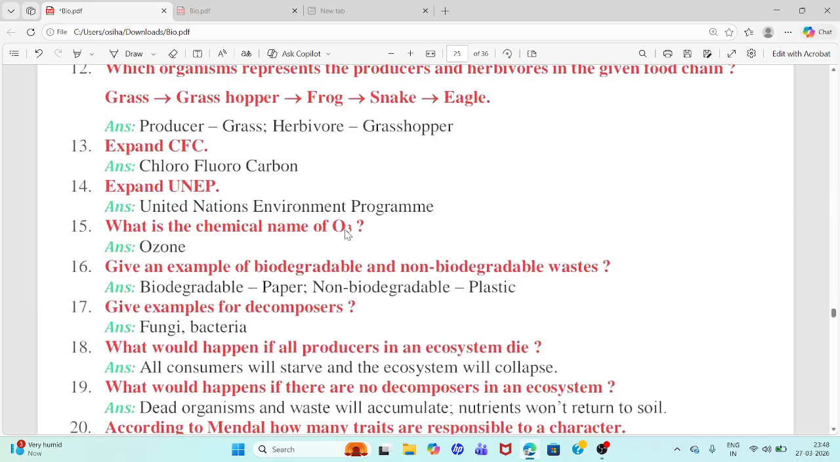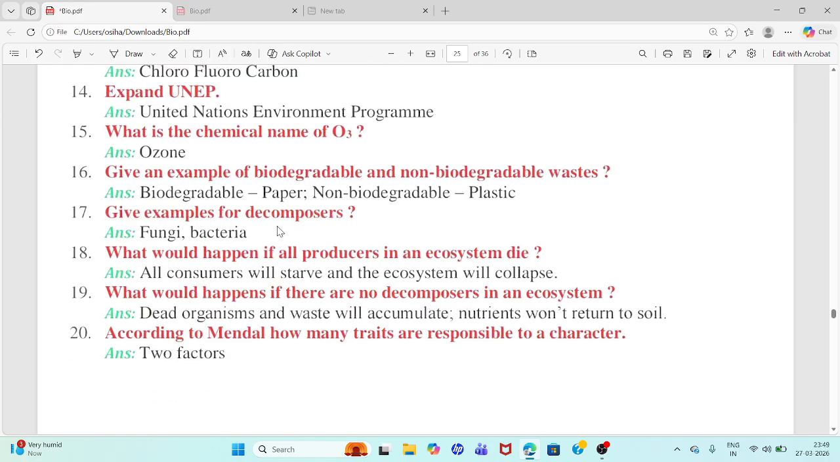What is the chemical name of O3? Ozone. Give an example of biodegradable and non-biodegradable waste. Biodegradable is paper, non-biodegradable example is plastic. Give examples for decomposers. Answer: fungi, bacteria. What will happen if all producers in an ecosystem die? Answer: all consumers will starve and the ecosystem will collapse.